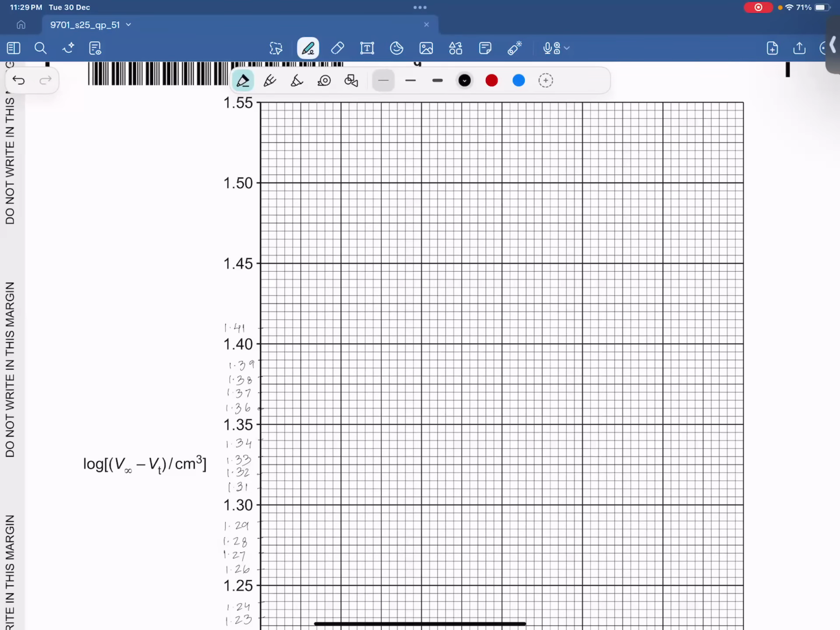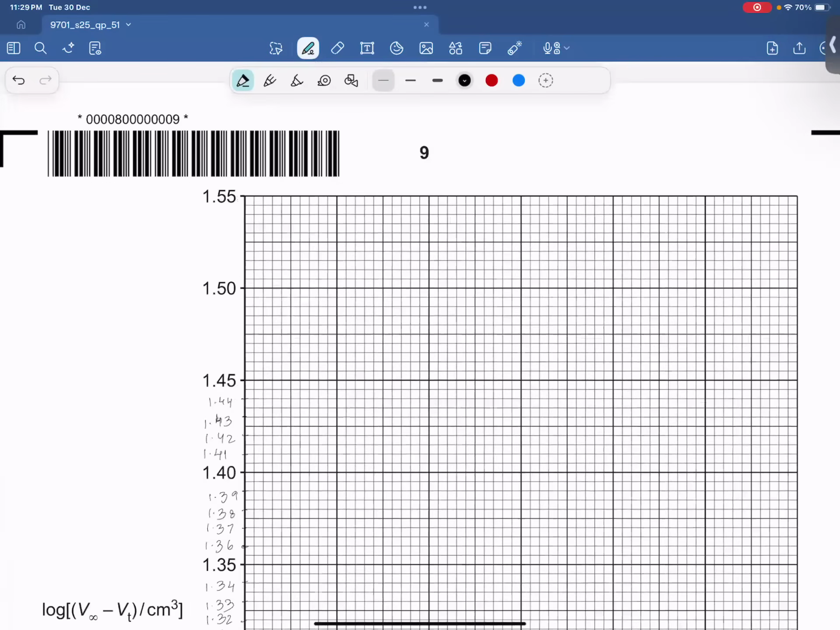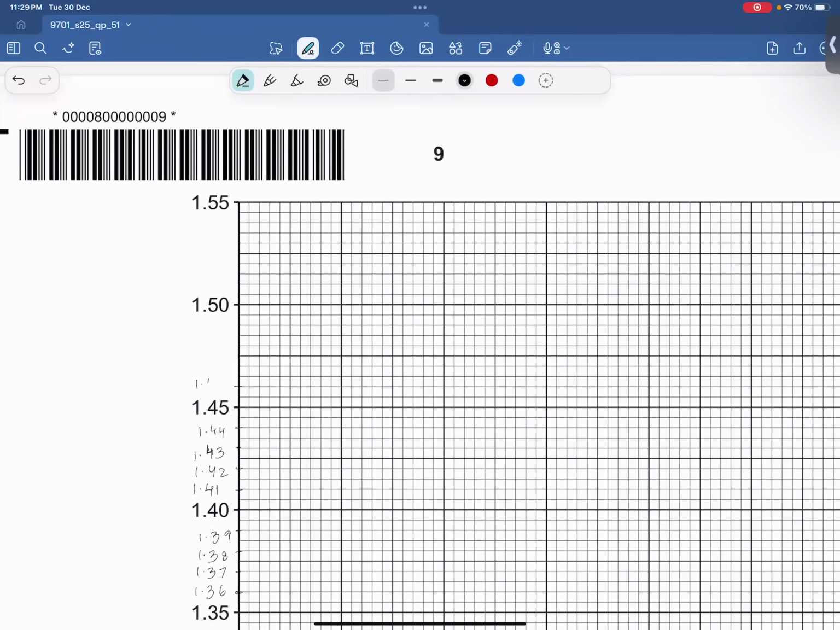1.41, 1.42, 1.43. They are okay. 1.43, 1.44, and then 1.45. My goodness, this is 1.46, 1.47, 1.48.